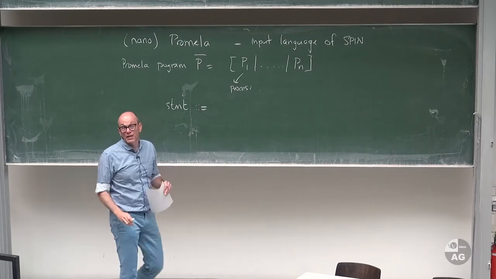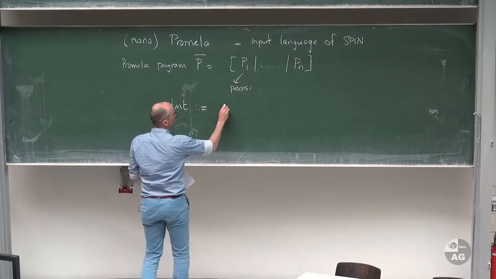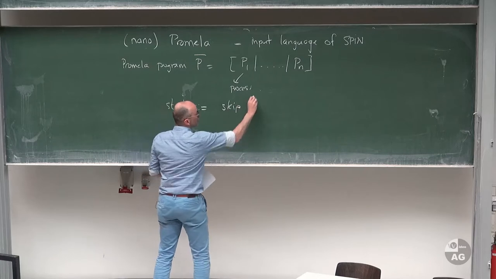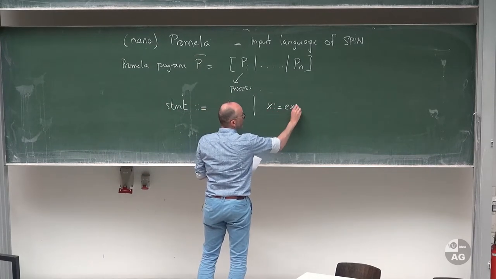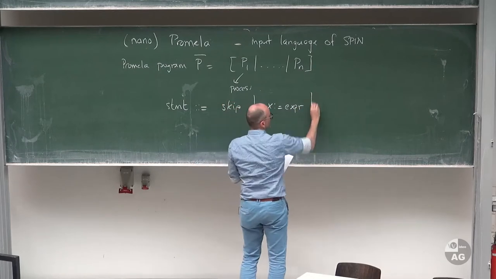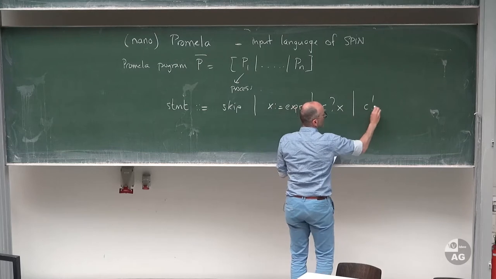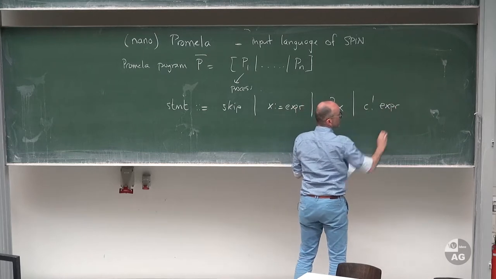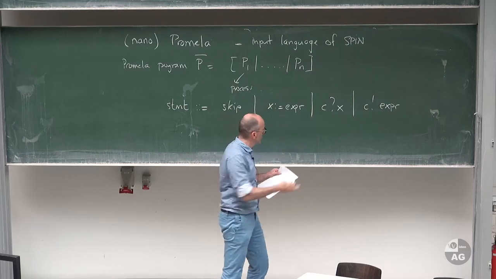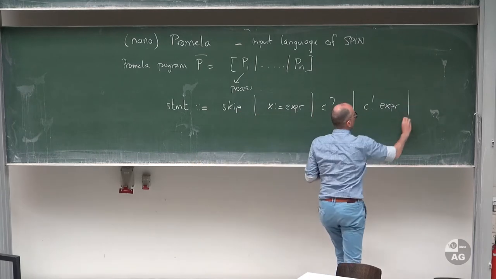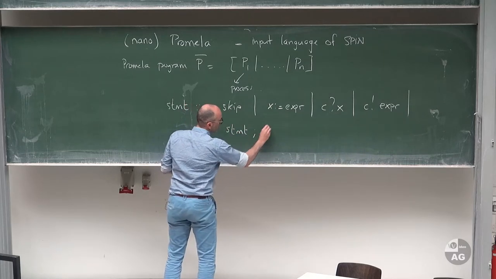Let's define the statement by means of the usual grammar notation, Backus-Naur form. You can do nothing, which means skip. You can do assignments: x becomes the value of an expression. You have communication notation as part of the language, here C exclamation mark expression. So far I was only using values, but that's what is in this language. I can do concatenation: statement followed by statement.